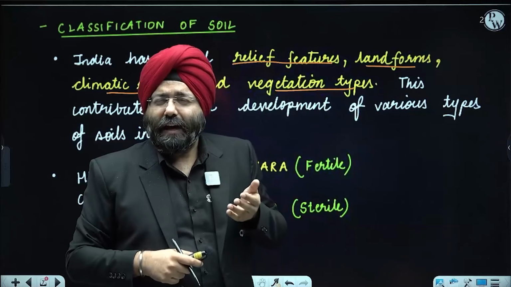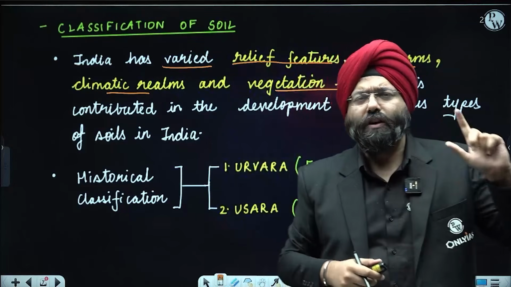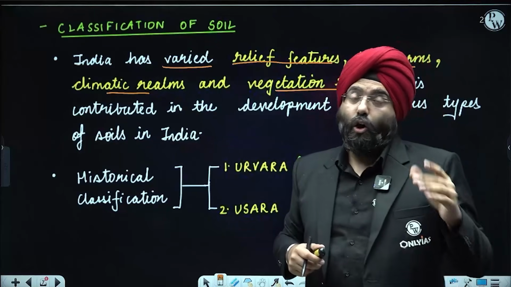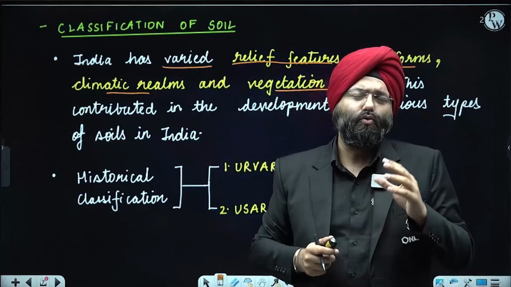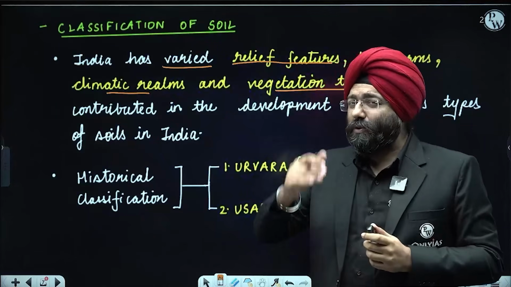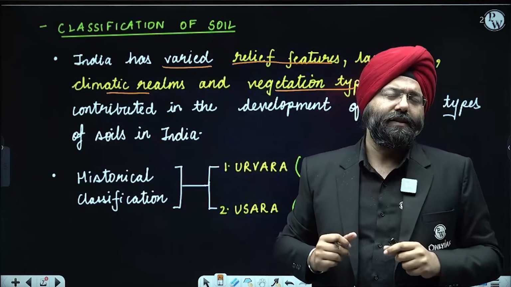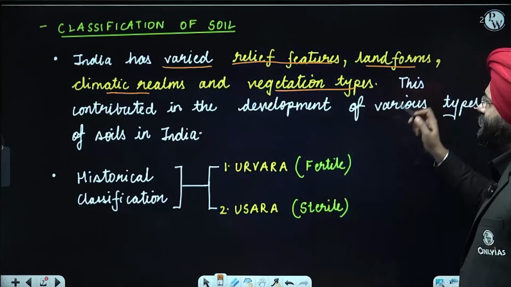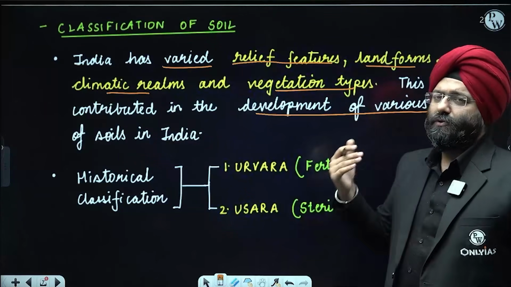There will be various landforms that are present. And along with it, you will have a lot of climate variations, which you've already studied in the chapter of climate. Along with it, various types of vegetation will be present. Now, these things basically do impact what type of soil there is going to be. That is why, because so much diversity is there, a large number of soils are present in India. Now see here, this contributed to the development of various types of soil.